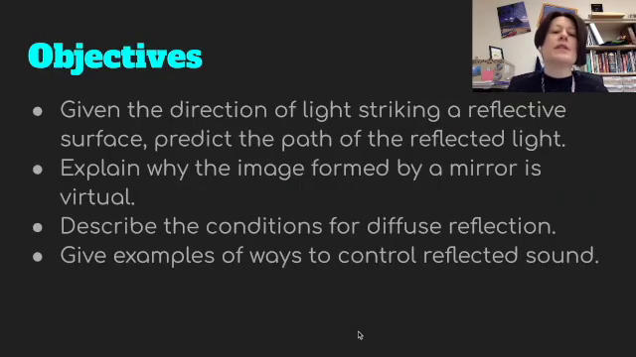So our objectives for today's video: we're going to focus on reflection. Given the direction of light striking a reflective surface, predict the path of the reflected light, explain why the image formed by a mirror is virtual, describe the conditions for diffuse reflection, and give examples of ways to control reflected sound.